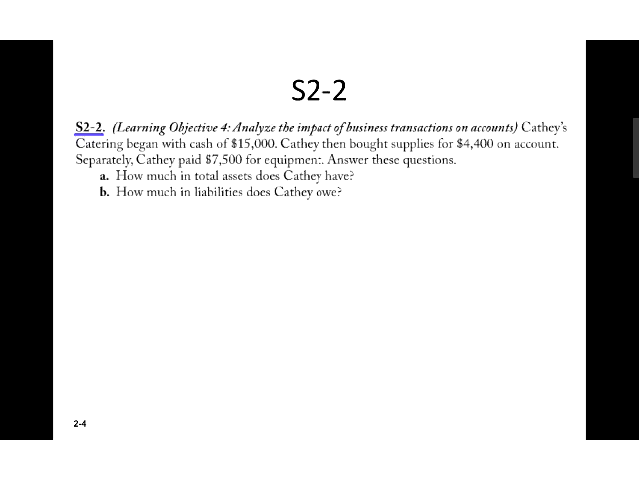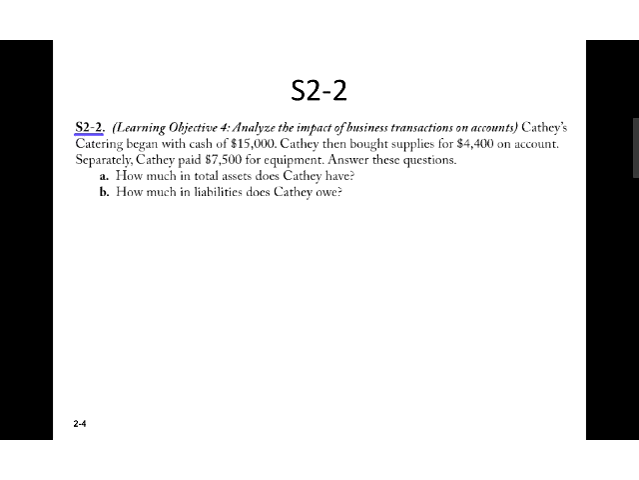Okay, we're going to start with an exercise, which is kind of a review from Monday. This is short exercise 2-2, and we have a company that began with cash of $15,000, bought supplies for $4,400 on account, and paid $7,500 for equipment. We have to answer 2 questions: how much in total assets do they have, and how much in liabilities do they have.